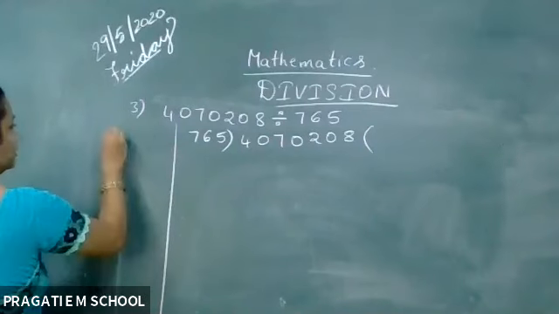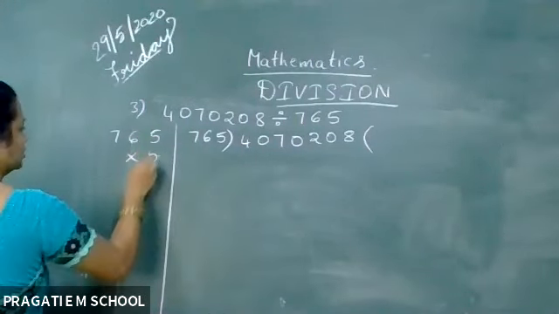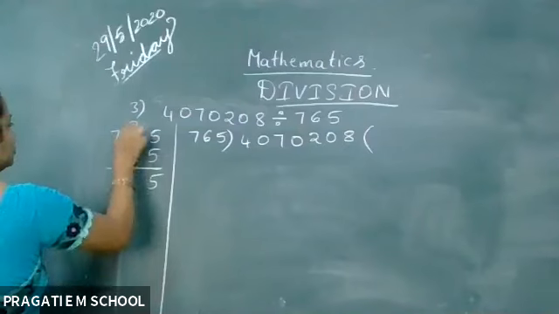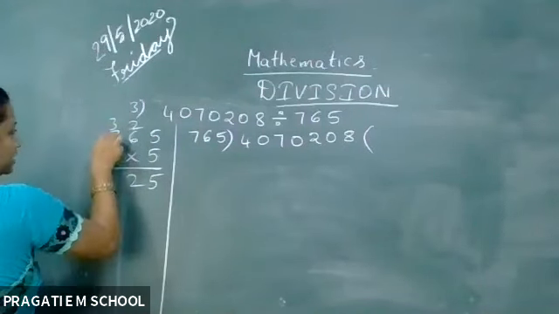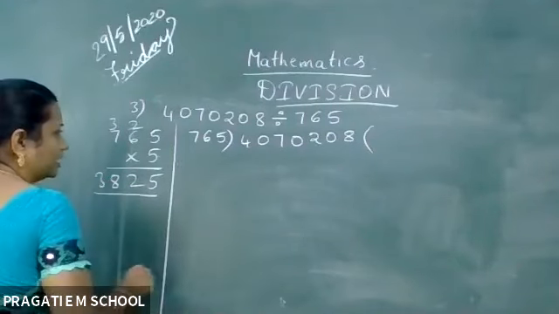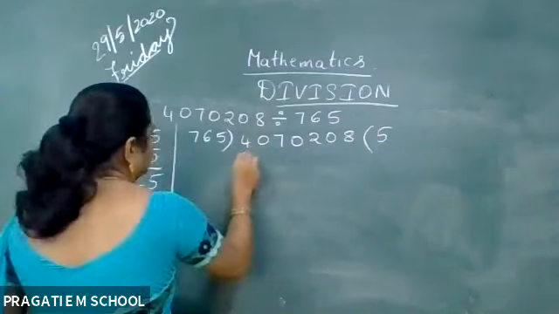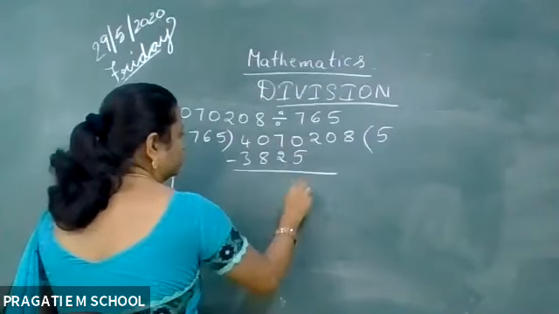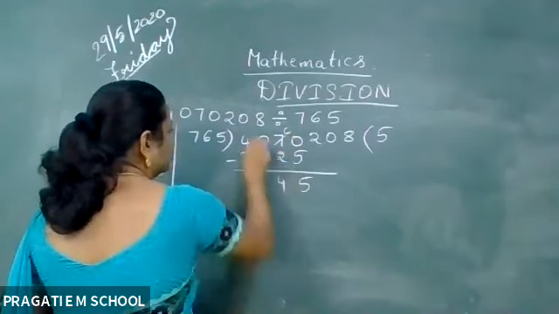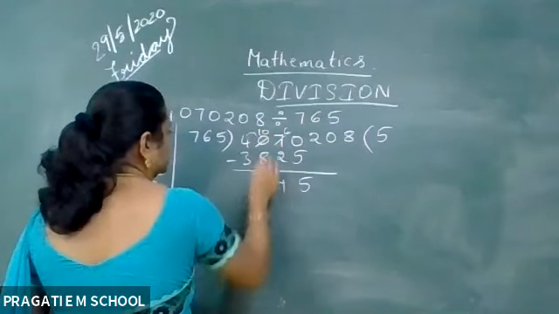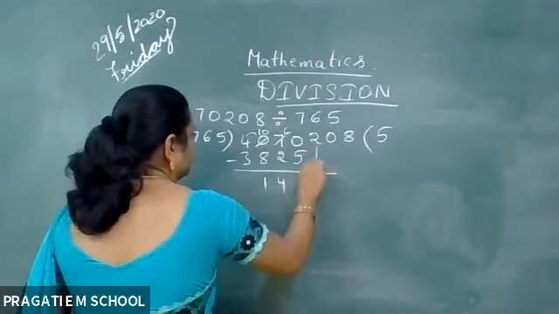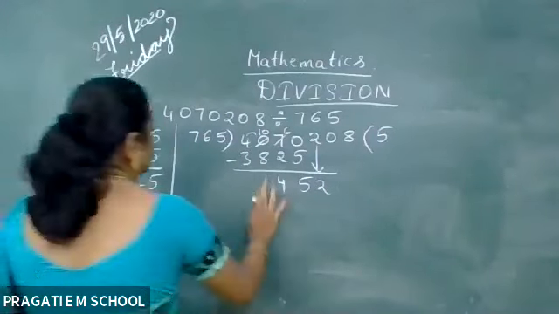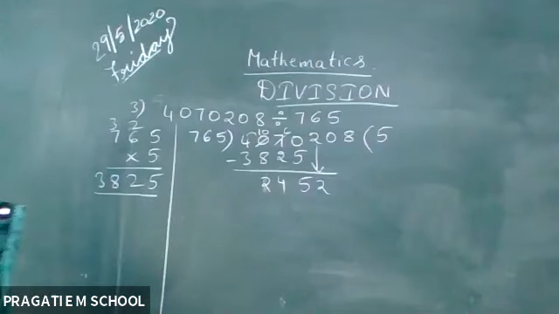So when we are checking 765 5s, 5 5s are 25, 5 6s are 30, 30 plus 2 we have 32, 5 7s are 35 plus 3 is 38. So we have 765 5s, 3825. Do the subtraction. 10 minus 5 we have 5. 6 minus 2 we have 4. So again borrow. 10 minus 8 we have 1. So 1452. 10 minus 8 we have 2. 2452, children.